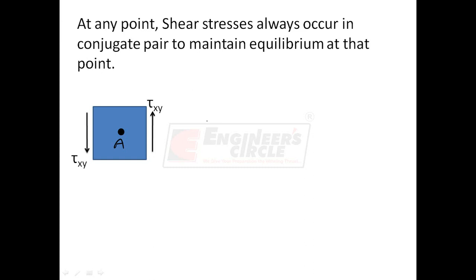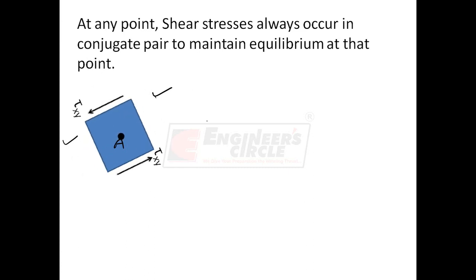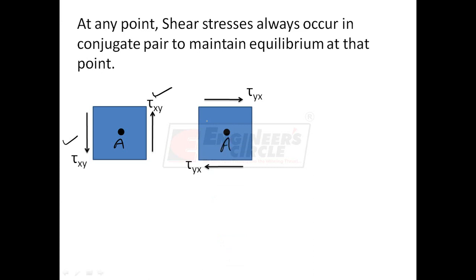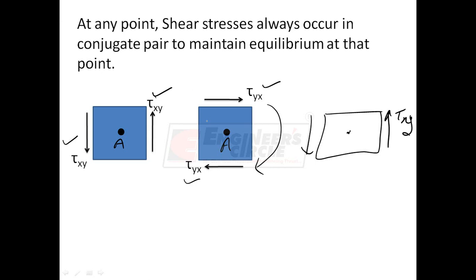Under this condition, the box stress element is not in equilibrium, as it can be seen that this tau xy and this tau xy will give a couple at point A like this. Similarly, if at the point A only tau yx is acting, then this tau yx and this tau yx will give a couple about point A, which will rotate the body in this direction. Therefore, to maintain the equilibrium at this point A on the stress element, if tau xy is acting, then tau yx must also act to maintain the equilibrium.